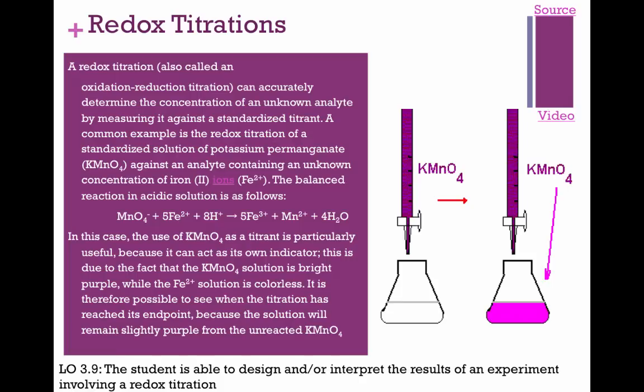In any redox titration, you just do stoich. You use your balanced equation and do stoichiometry to figure out moles. If you know how many moles of KMnO4 you added, which you can find using volume and concentration, then you can do some stoichiometry to figure out how many moles of iron or how many moles of acid you started with.